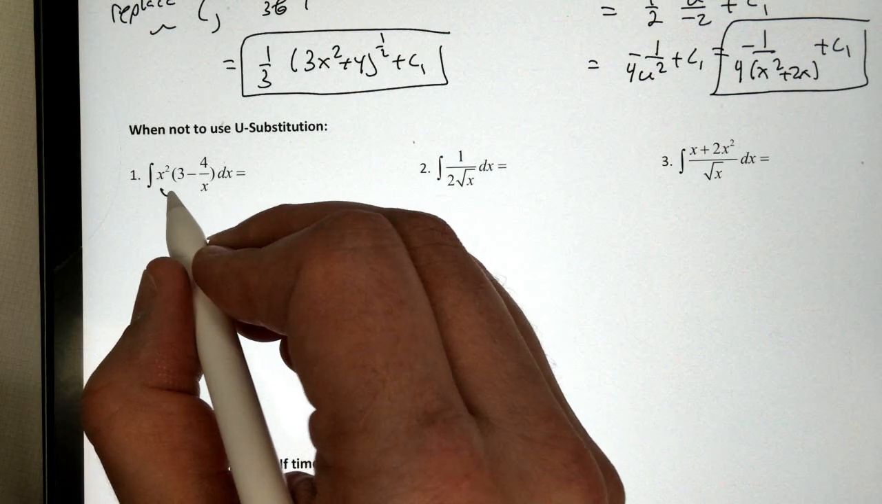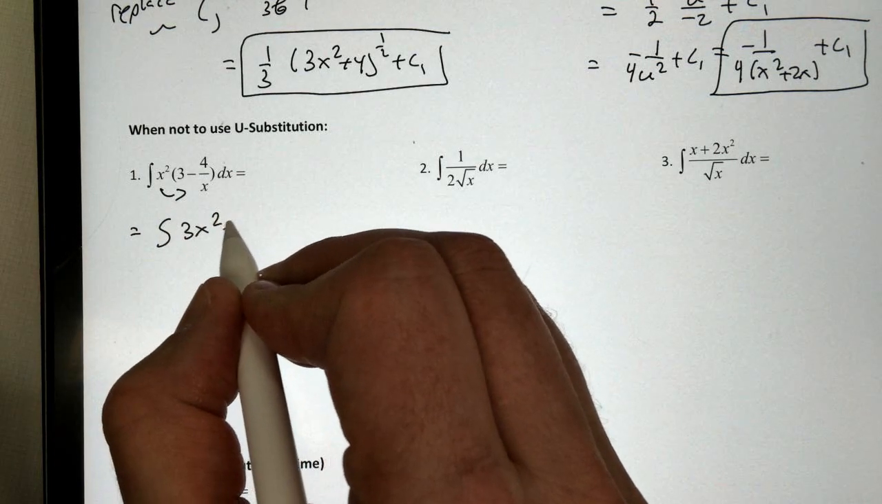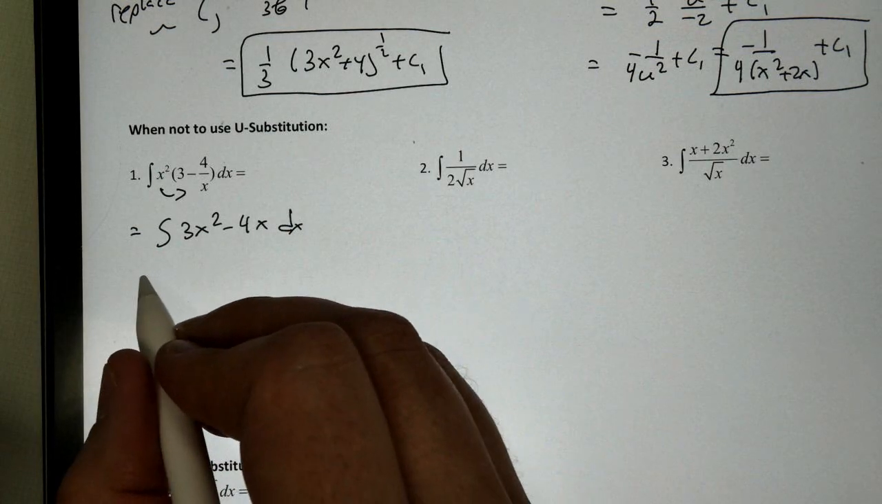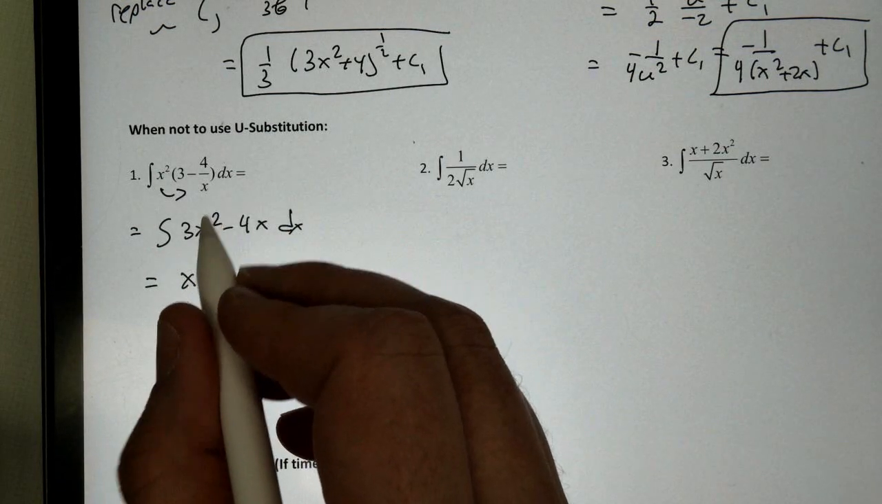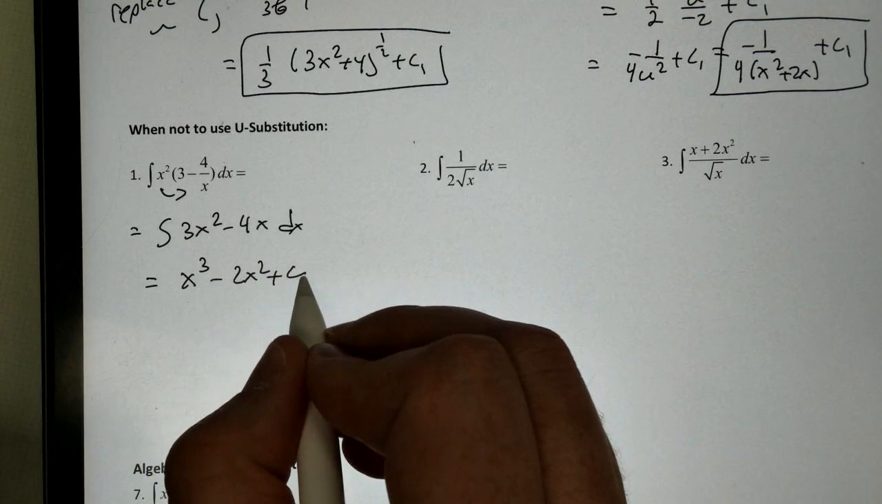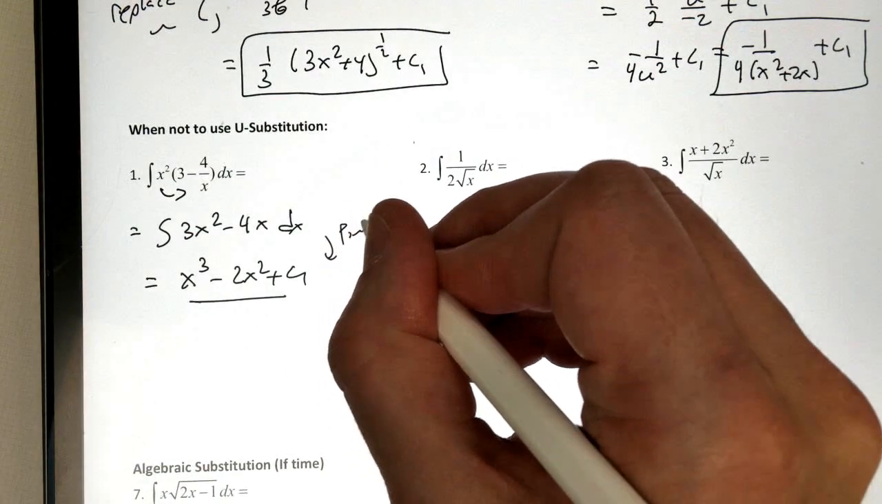So for something like this, I can just distribute. And that's just going to give me 3x squared minus 4x dx. And this one's not that bad to do. I get x cubed, adding the 1, minus, this becomes 2x squared plus c1. You can check your power rule on that one. This is just a power rule.